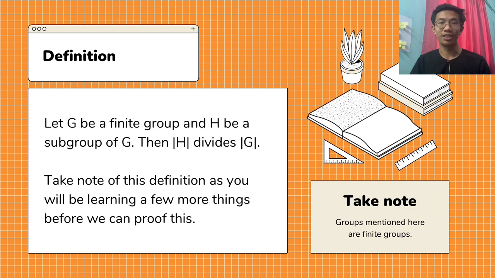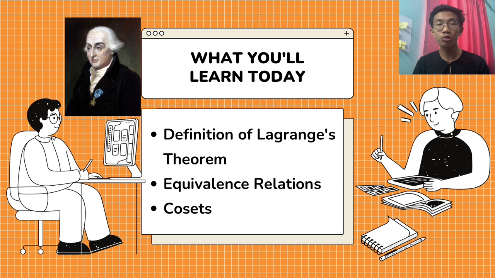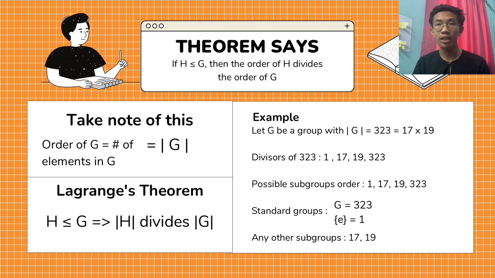The mathematician Joseph Lagrange found a useful test, which we now call Lagrange's theorem. He discovered that if H is a subgroup of a finite group G, then the order of H divides the order of G. Recall that the order of a group is the number of elements in the group, and it's denoted by the absolute value symbol. With this notation, we can write Lagrange's theorem more completely.